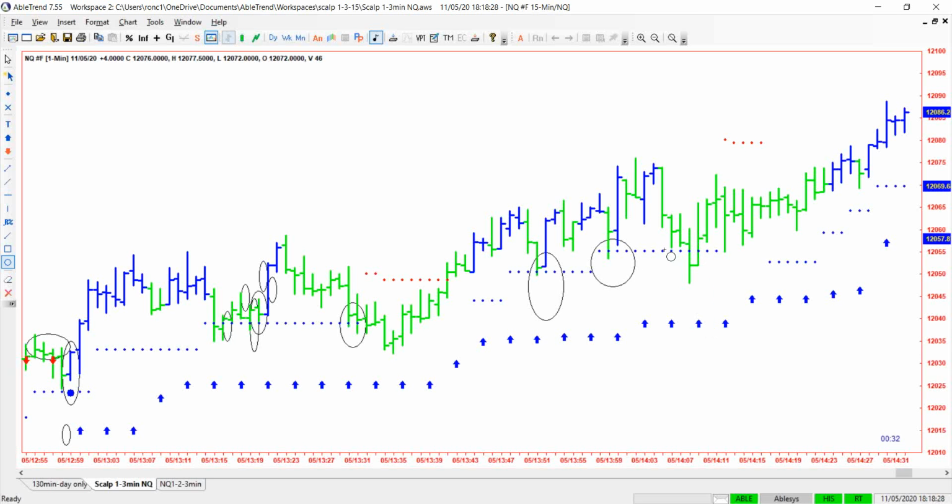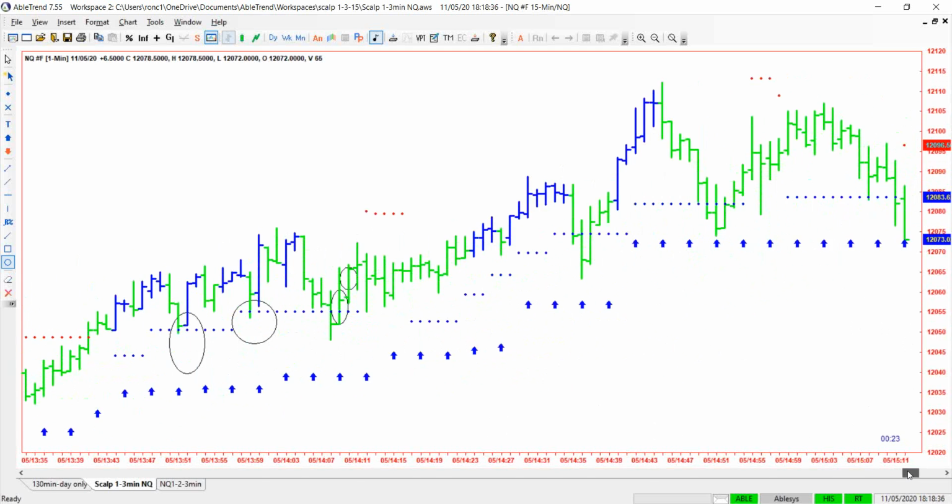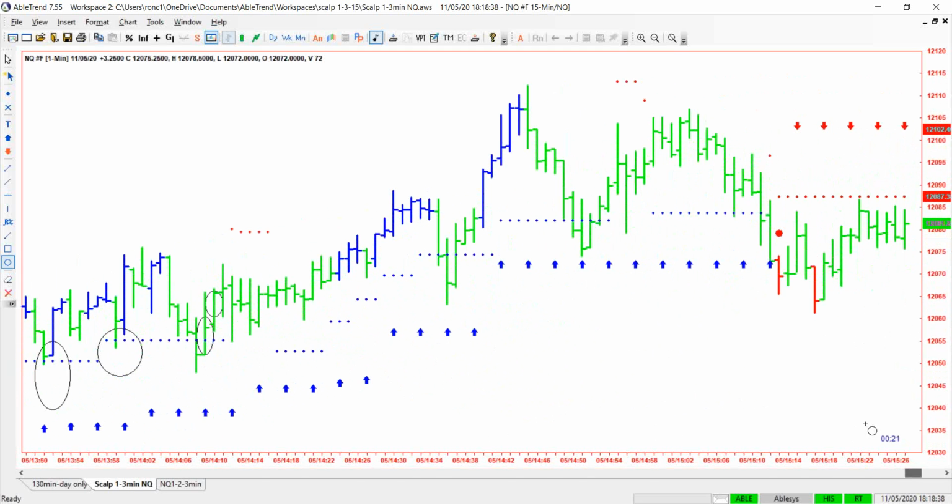Hits the blue dot. These didn't hit the blue dot, so we're not going to count that. Hits the blue dot, 1 minute later, another winner. All day long, that's what we do. And it really got good at the end of the day. There were some really good ones. Right there, that's a losing trade. Right there, another winner, another winner.